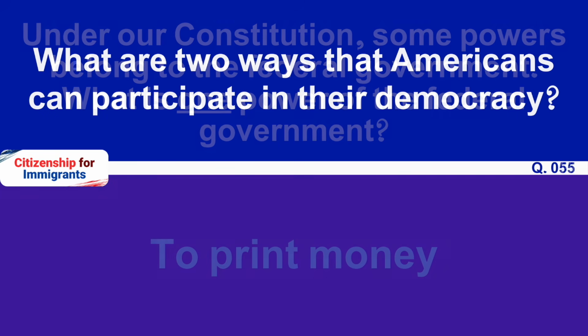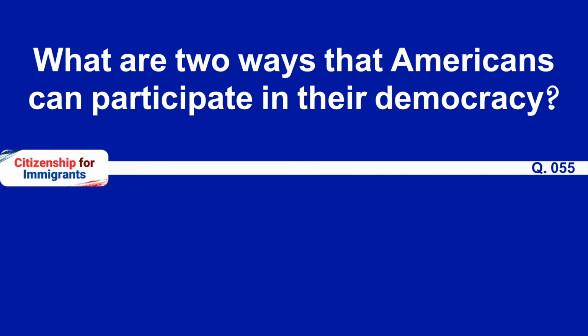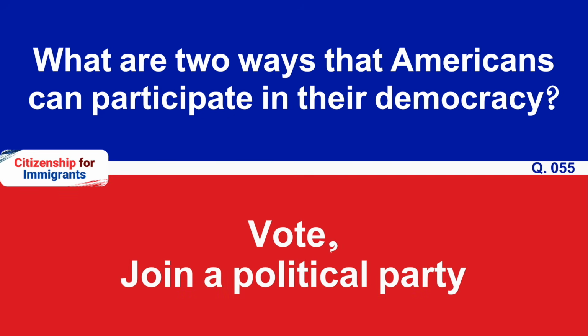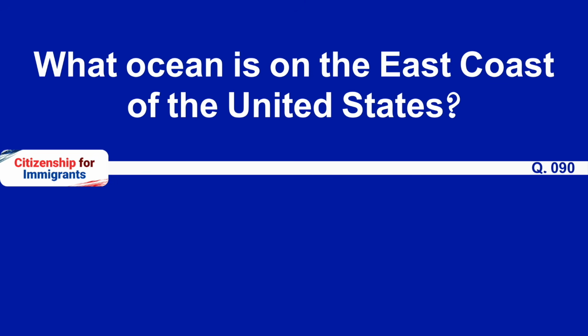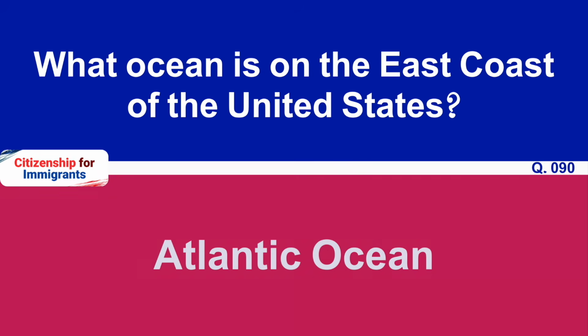What are two ways that Americans can participate in their democracy? Vote. Join a political party. What ocean is on the east coast of the United States? Atlantic Ocean.